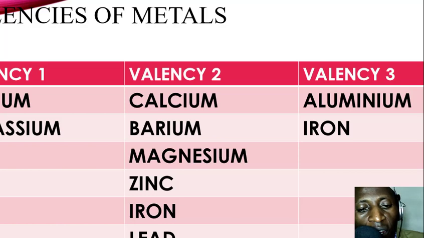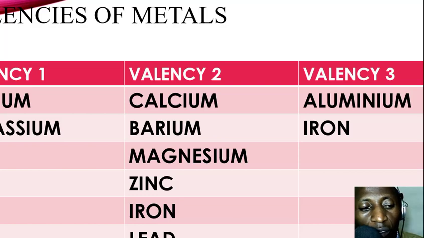Metals are put in three valencies. Remember, learners and viewers, what is a valency of an element? The valency of an element is defined as the number of electrons an atom of that element requires to lose or gain so as to form a stable configuration.